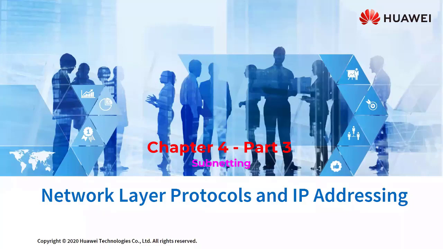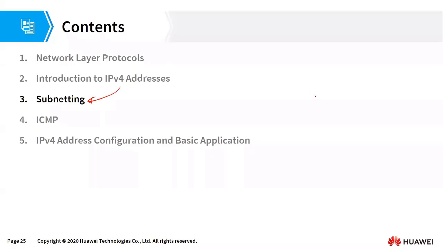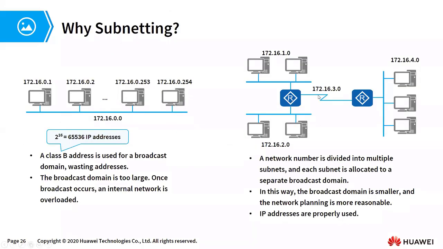Network layer protocols and IP addressing. Subnetting. And what exactly is subnetting? The concept I've already talked about. Instead of having a very big network that supports 65,536 IP addresses, and yet we want to divide that network into departments, why can't we just get a way of breaking down that network into smaller networks? The concept is called subnetting.